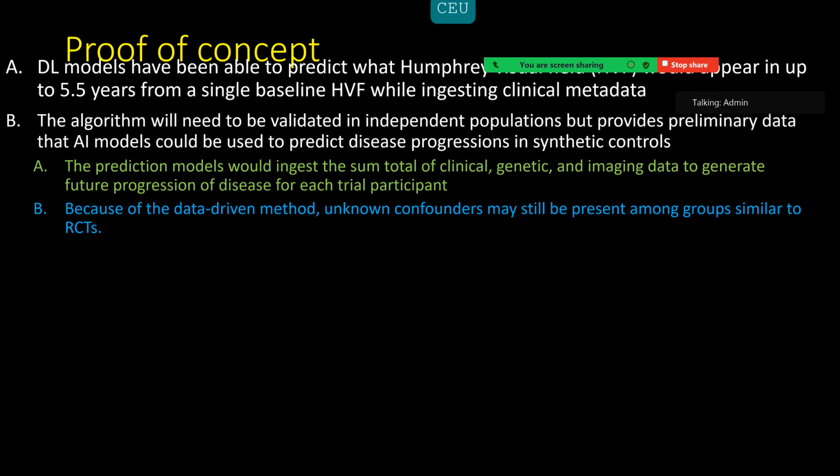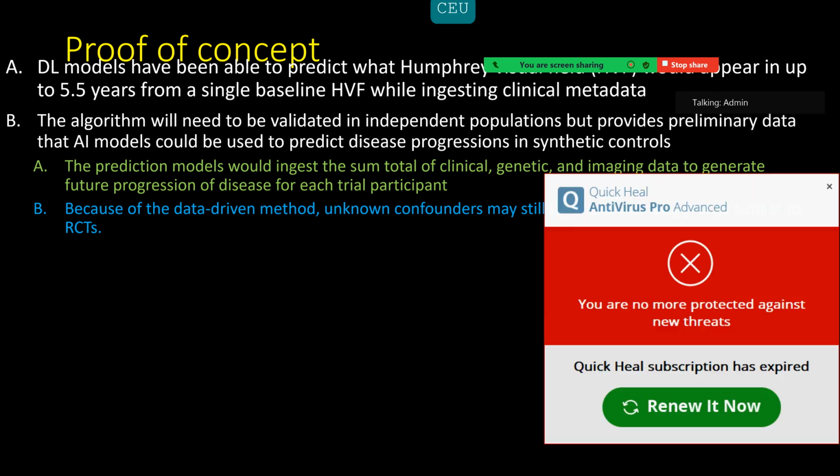There may still be some unknown confounders, which is also always accepted. So when you're doing observational research, which is what this AI is doing based on the data it has, unobserved confounders it can't take into account.